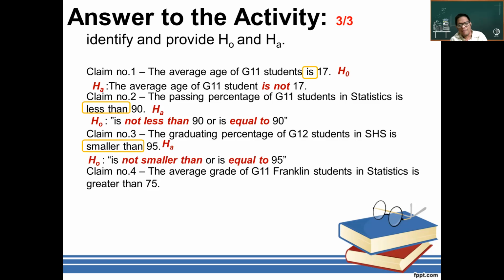Correct. Number 4: the average grade of your section, grade 11 Franklin, in statistics is greater than 75. Of course, it is an assumption only. Okay, so greater than is, of course, the alternative hypothesis. So write the null hypothesis. It is not greater than, or it is equal to 75. Okay, very good. So any questions regarding our topic?